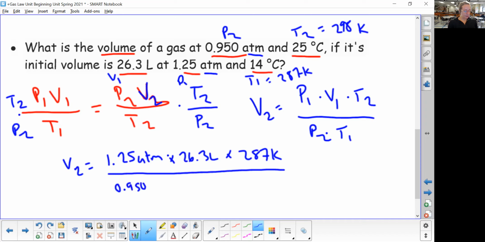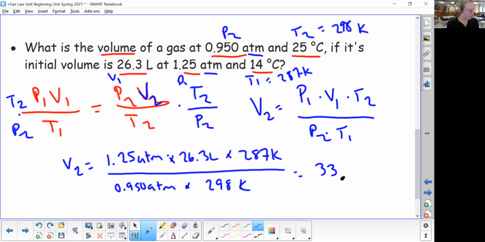Another thing that sometimes students do incorrectly is they have an order of operations error. So just be careful when you're typing this in, that everything on the top is multiplied and then everything on the bottom is multiplied before you then divide. Or I type in 1.25 times 26.3 times 287, and then I divide by the 0.950, hit enter, and then divide by 298, so that both of those are proportional there. And I get a volume of 33.3.